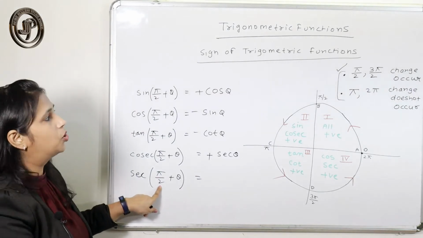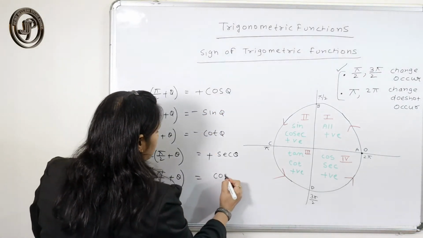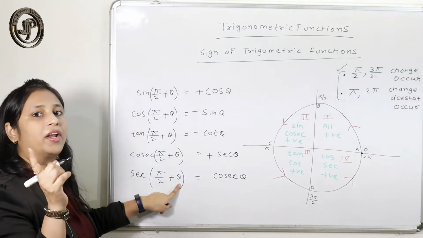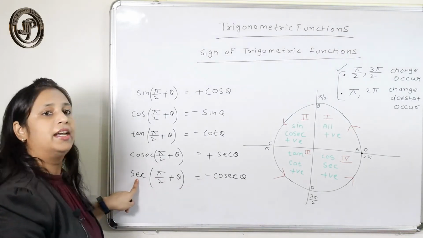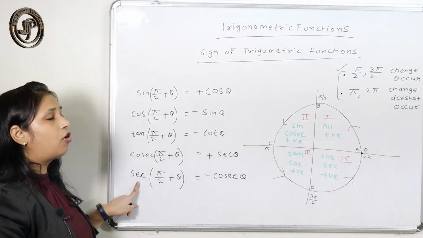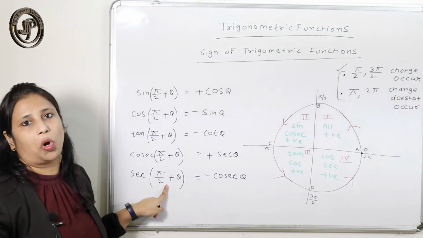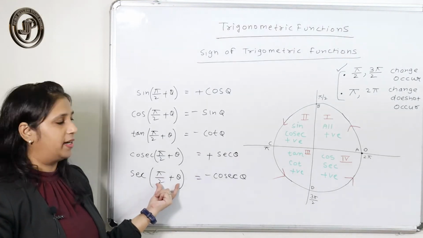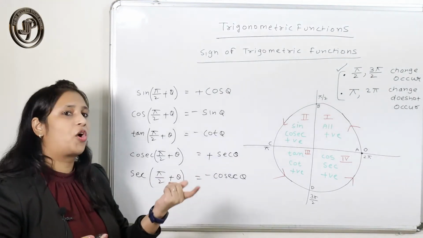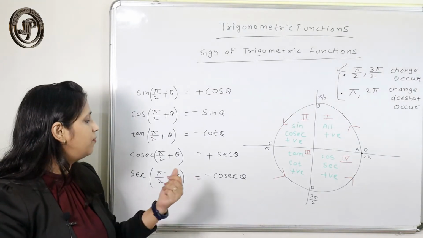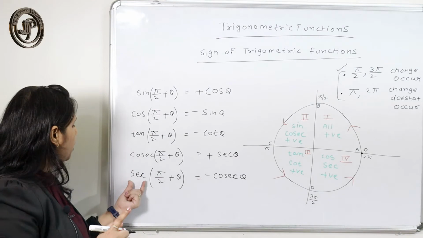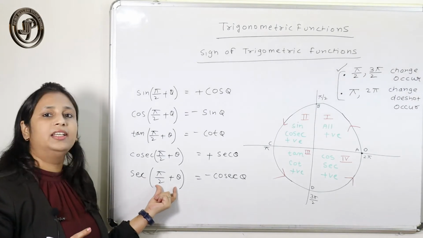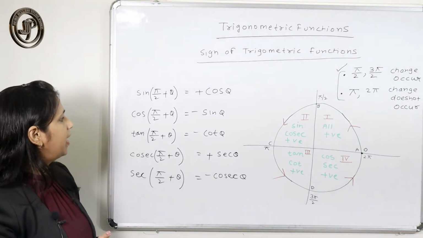Next, sec of pi by 2 plus theta. Since it is pi by 2, change occurs, so sec is converted into cosec. Pi by 2 plus theta is the second quadrant. In the second quadrant, sec is negative. We have to check the sign for the original function in that corresponding quadrant, not the sign of the converted one. You will see, oh, it's the second quadrant, and in the second quadrant cosec is positive, then why do we put a negative sign here? So remember, we have to check the sign with the original trigonometric function. Sec is negative in the second quadrant, so here we put the negative sign.